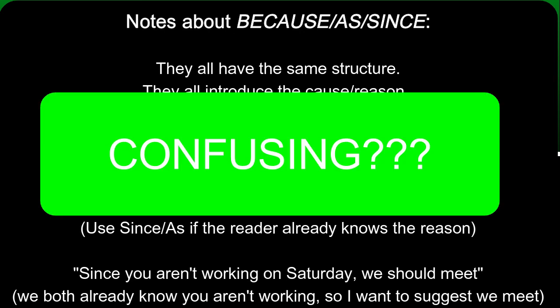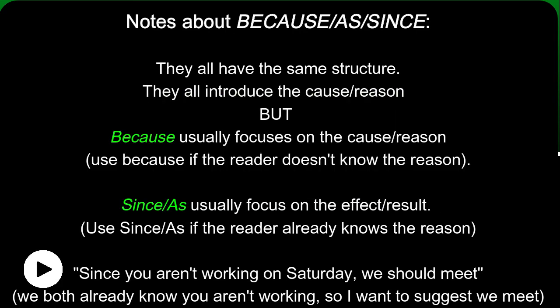Is this confusing? Well, just look at the bottom of the screen and you will see an example. "Since you aren't working on Saturday, we should meet." Now, why did I say since? Well, maybe in this situation, we both already know you aren't working. We already have this information.